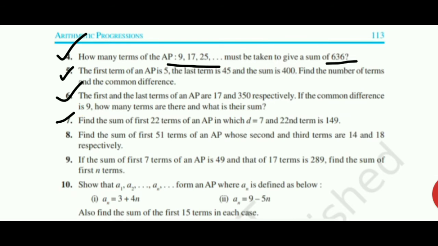Seventh, find the sum of first 22 terms of an AP in which D is given as 7, 22nd term is 149. So they have given the common difference and also the 22nd term. You need to find the sum of 22 terms. First of all, you write the given details. Okay, what is given in the question?